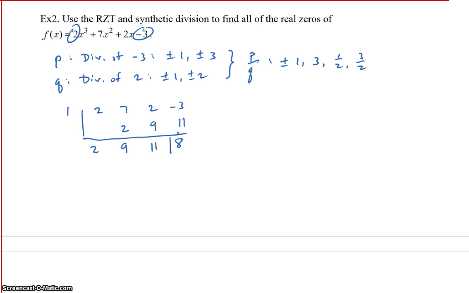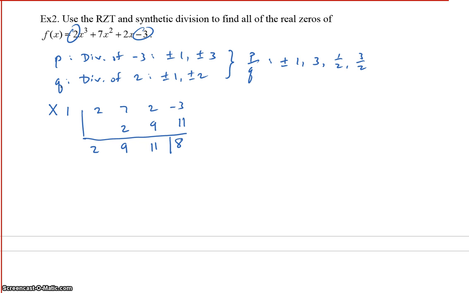What this is telling us is that x minus 1 does not divide evenly into f of x because the remainder is non-zero. We could also say that f of 1 is equal to 8, so 1 cannot be a zero because by the remainder theorem, f of 1 would have to equal 0, the remainder would have to be 0. So 8 is actually what the value of f of 1 is here. So 1 is not a zero, and we can eliminate it from our list.